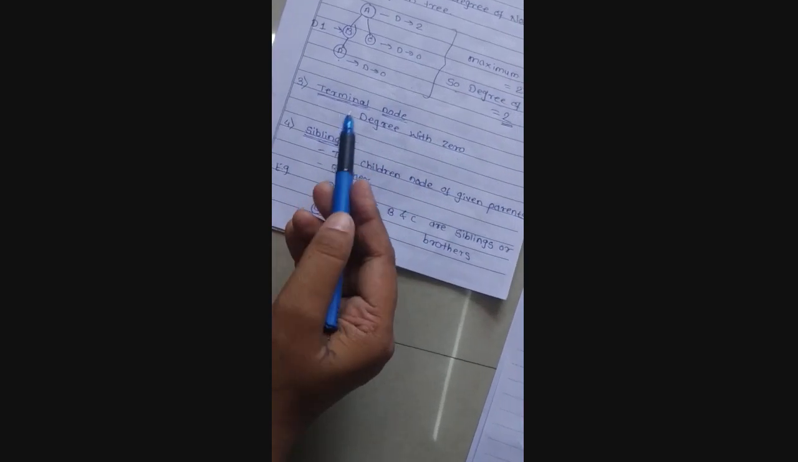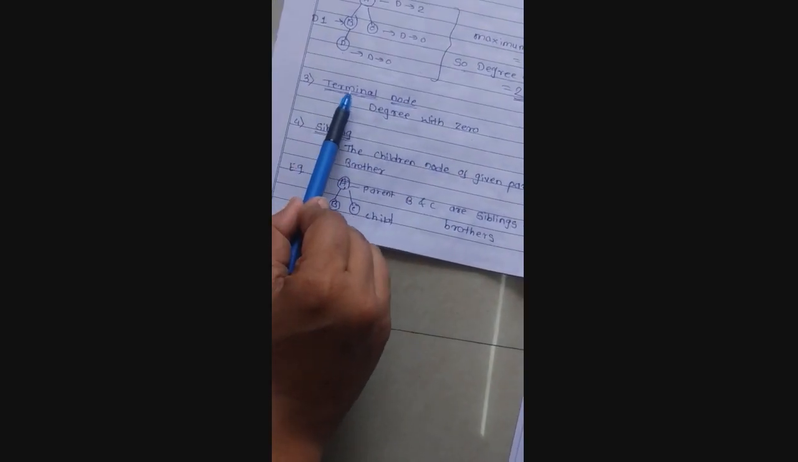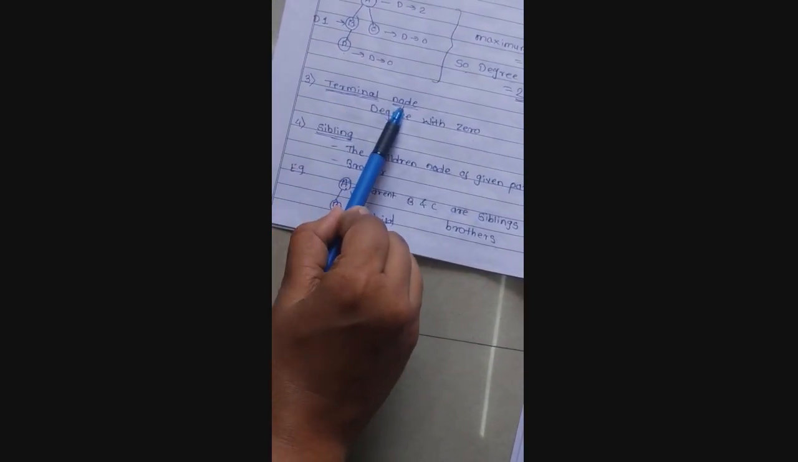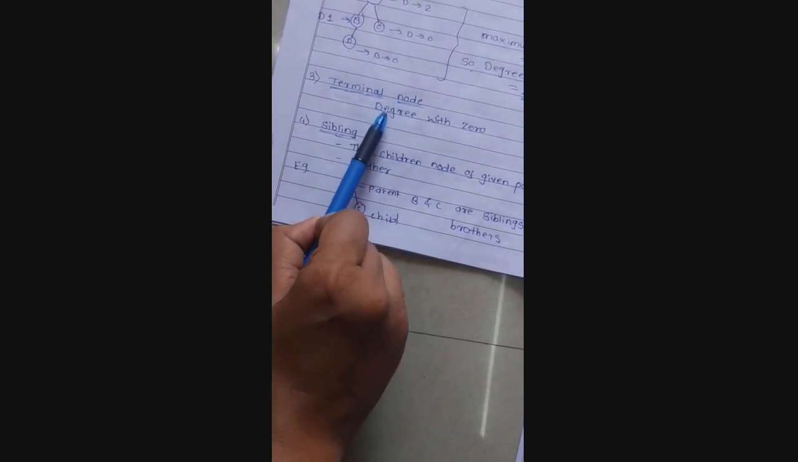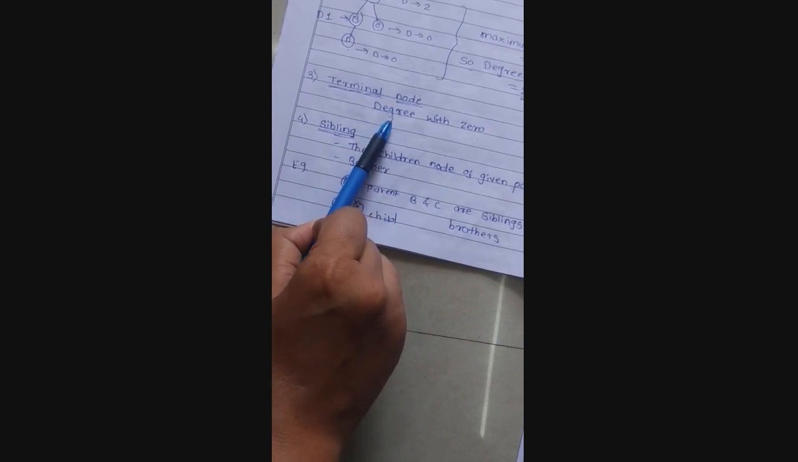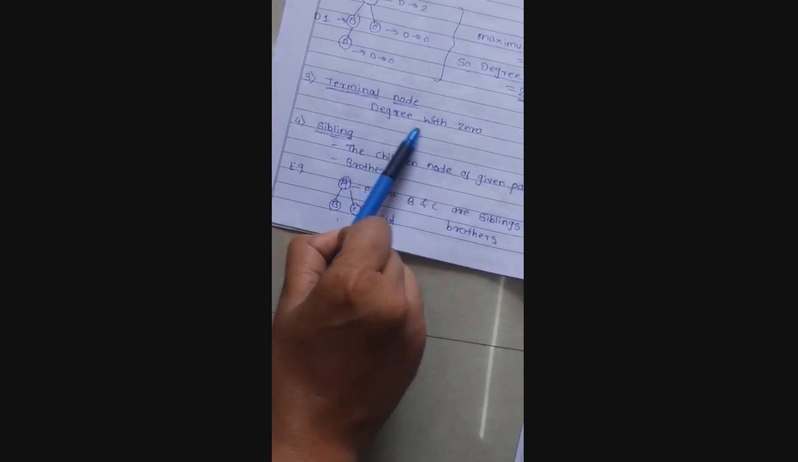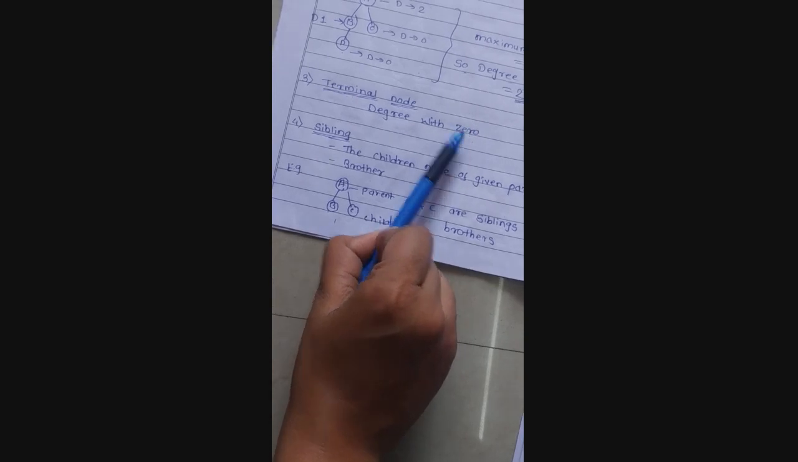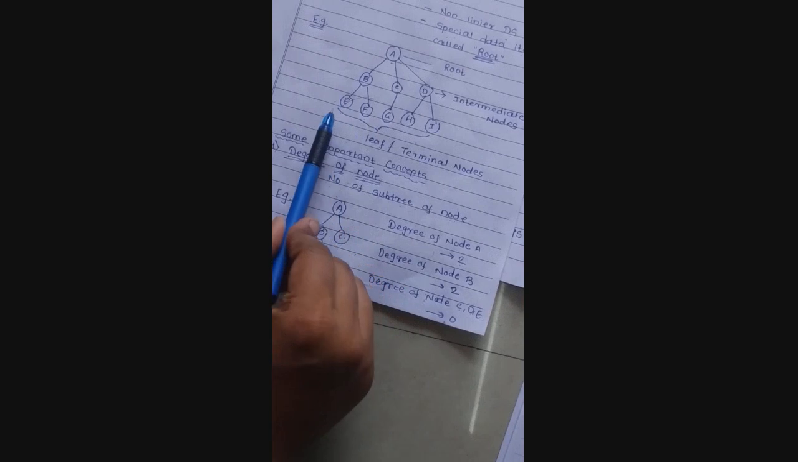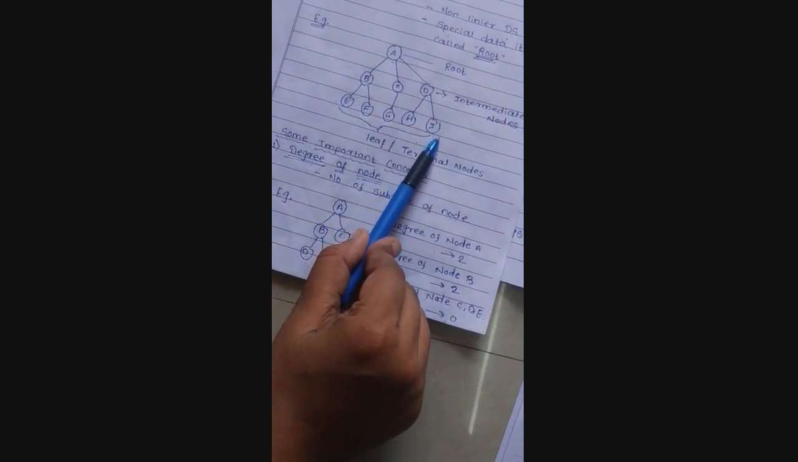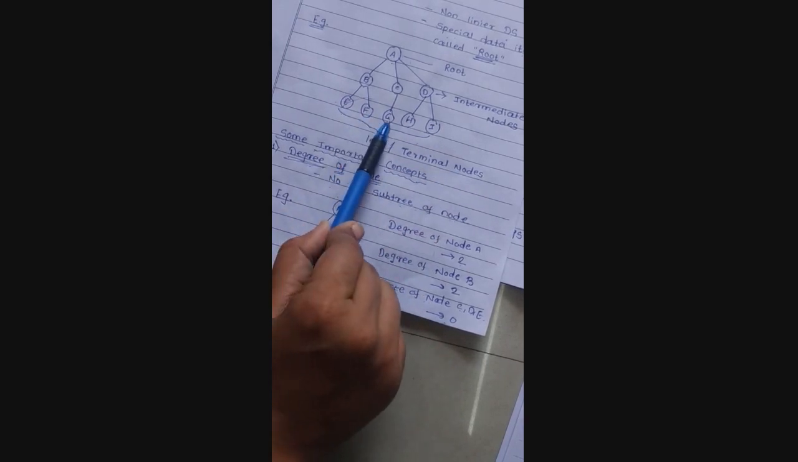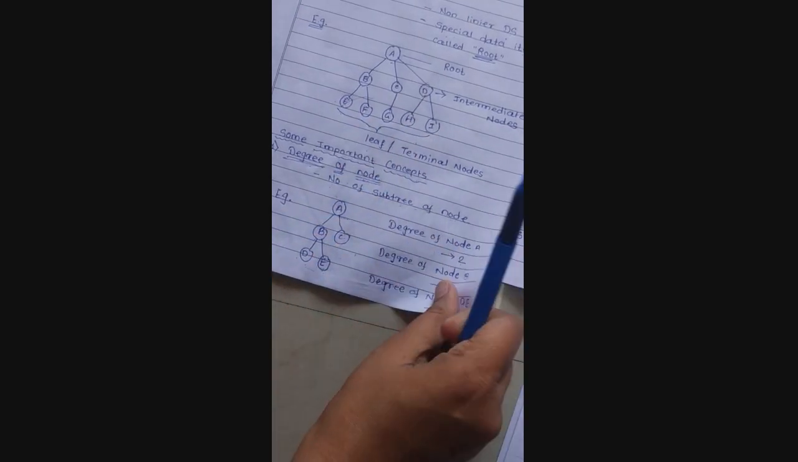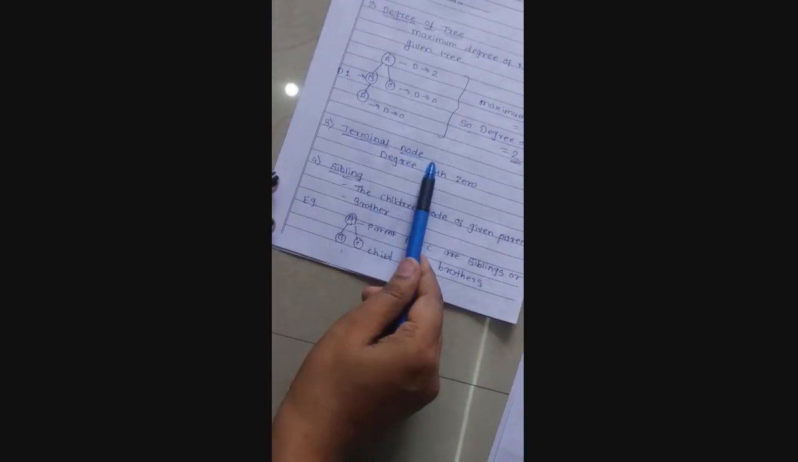Now moving forward and see another concept, terminal node. It is a very simple concept in which the tree having a node which has degree 0, that node is called as the terminal node. We saw in the previous figure that E, F, G, H and I are terminal nodes because the degree of all those nodes is 0. That's why the node is called as the terminal node.